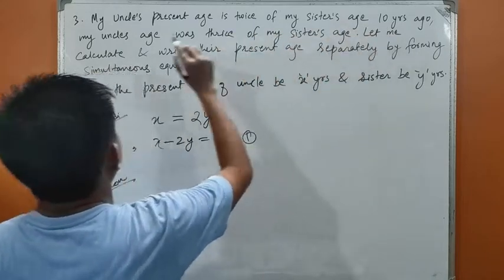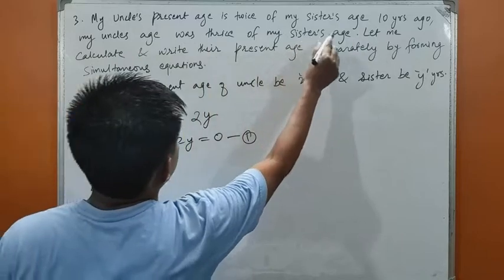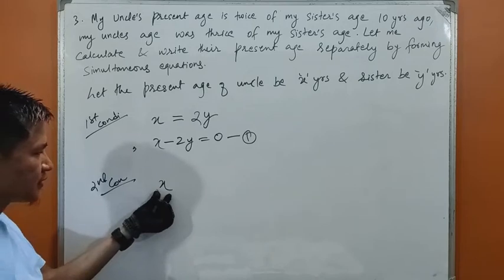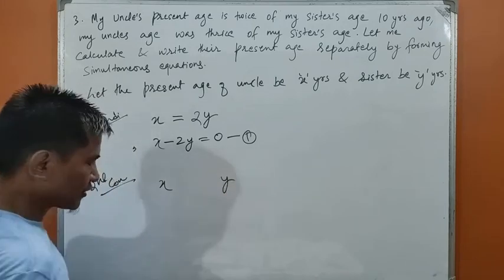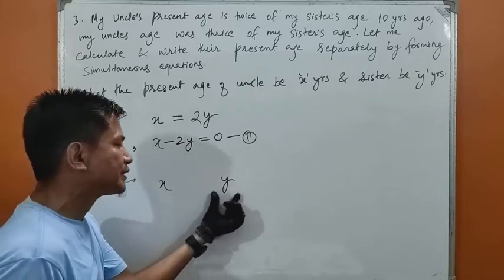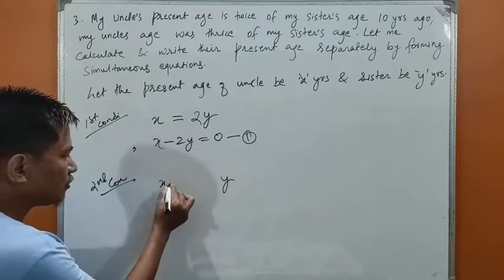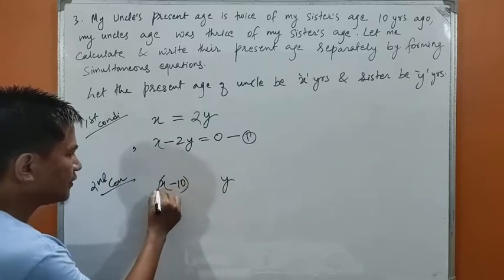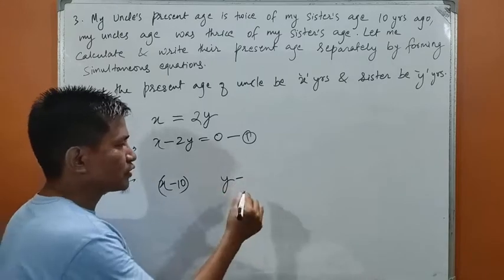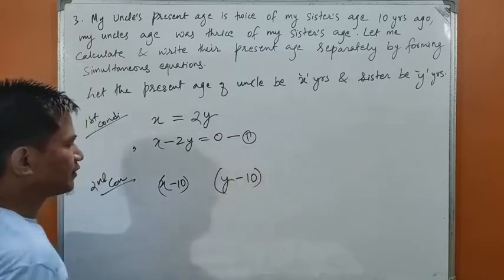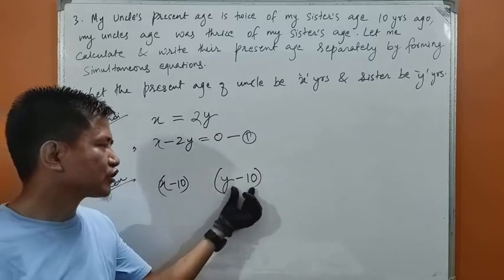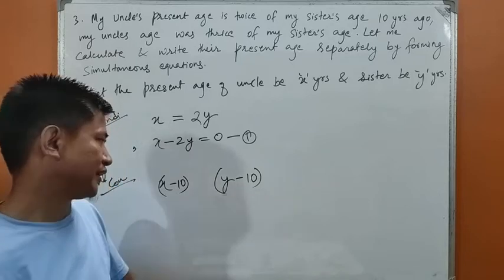10 years ago, my uncle's age was thrice my sister's age. 10 years ago means, the present age of uncle is x years and the present age of sister is y years, isn't it? 10 years ago, the age of uncle was x minus 10, and 10 years ago, the age of sister was y minus 10. Are you getting me?